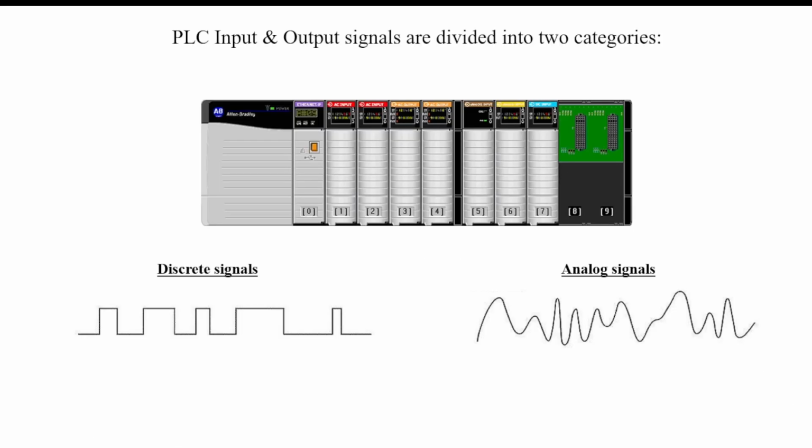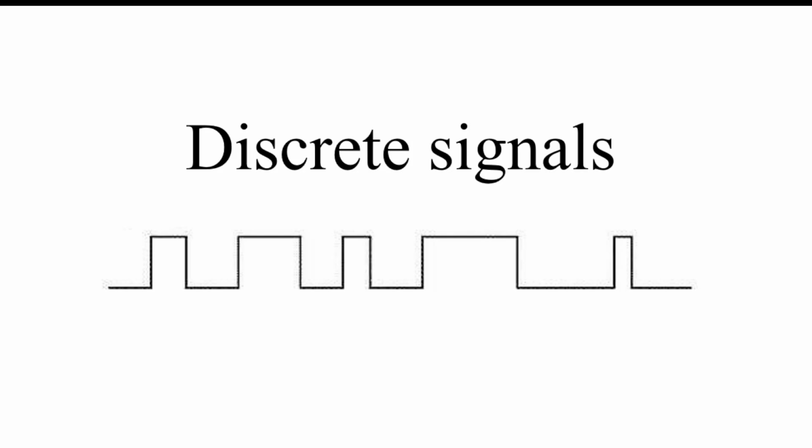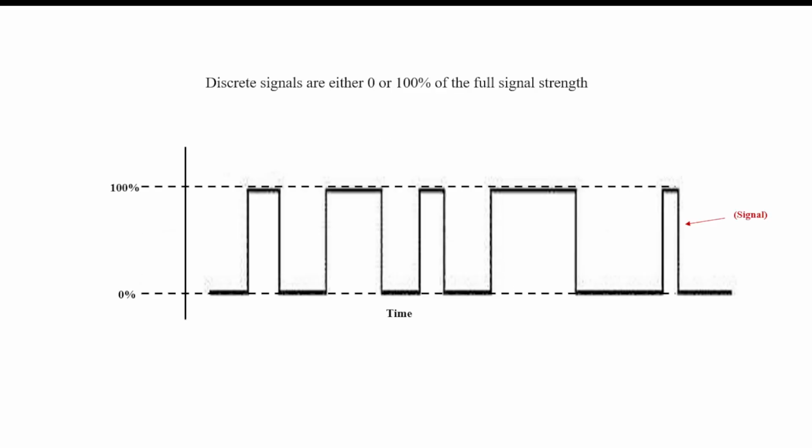Now, PLC input and output signals are divided into two categories. They're known as discrete signals and analog signals. Discrete signals are either 0 or 100% of the full signal strength. And when we say signal strength, what do we mean? Well, we think of them as zeros or ones of logic, and in the field, that would be like 0 volts or the full voltage of the control system. So maybe it's 24 volts, 48 volts, or 120 volts, something like that.